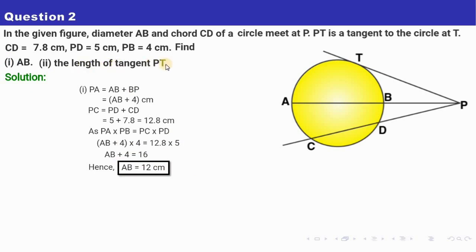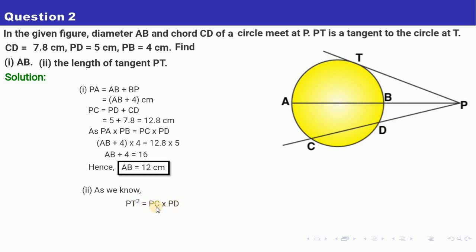Now next we need to find the length of PT. Forget about any one of the chords. For now let me forget about chord AB. Then there are two lines, one is CD and another is PT. Basically, chord CD meets the tangent PT at point P. So we can say that PT square equals PC into PD.